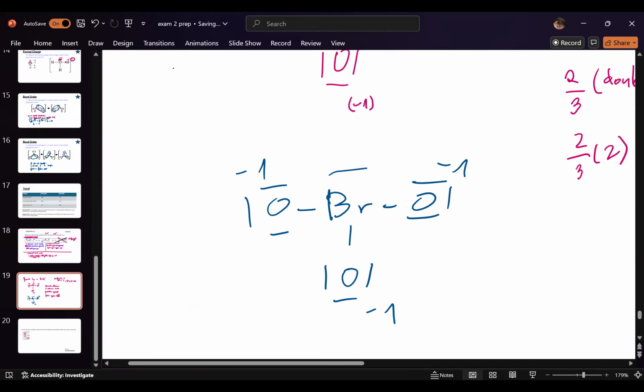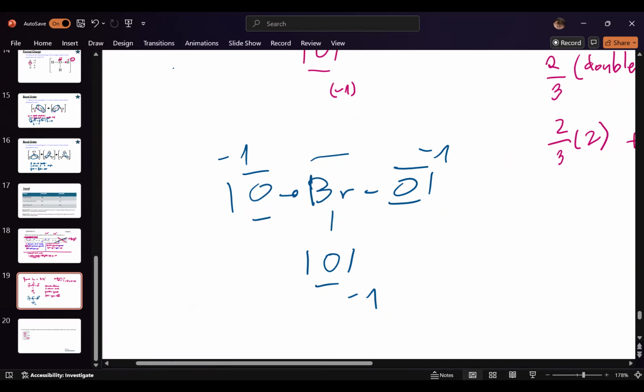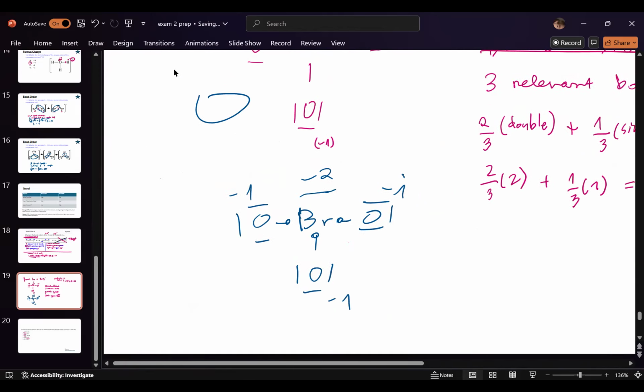The valence electrons on bromine is 7. If you count the formal charge for bromine here, you have 1, 2, 3, 4, 5. 7 minus 5 is +2. Do you see the problem? You have too many formal charges. We don't want this. We want to avoid this at all cost. So what do you do? You resonate it.